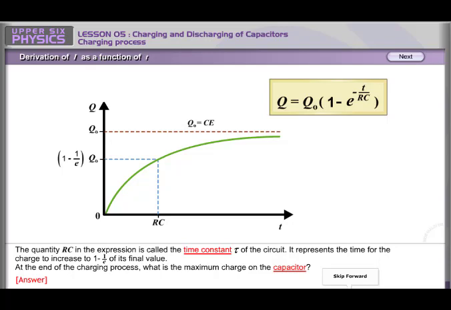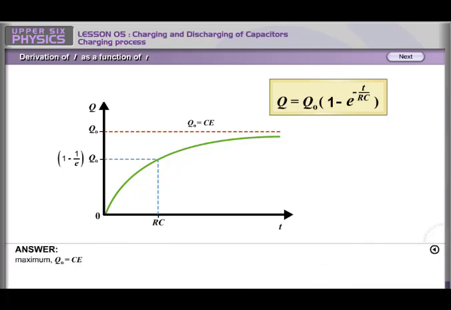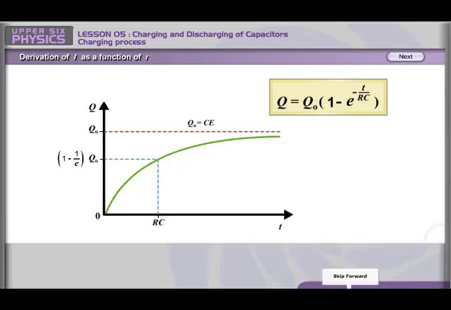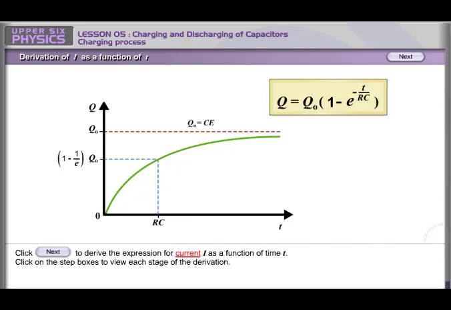At the end of the charging process, what is the maximum charge on the capacitor? Answer: maximum Q0 equals CE. Describe how the charge varies with time. Answer: exponential growth. Click the Next button to derive the expression for current I as a function of time t. Click on the step boxes to view each stage of the derivation.